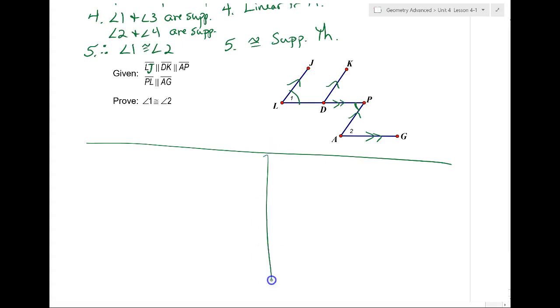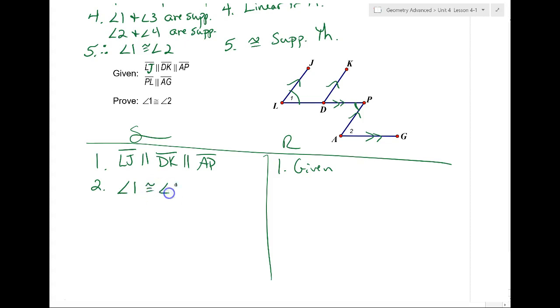So let's write it down because you're going to see how easy it is. Here are statements, reasons. I get segment LJ is parallel to segment DK, which is parallel to segment AP. And the nice thing is I don't have to use segment DK in this case. If you did, you'd be okay, but you don't need to. I can go straight to the fact that angle 1 is congruent to angle P. Now, why can I name an angle by 1 point? If that's the only angle at that vertex, you can. Otherwise, you have to name it with more than that.